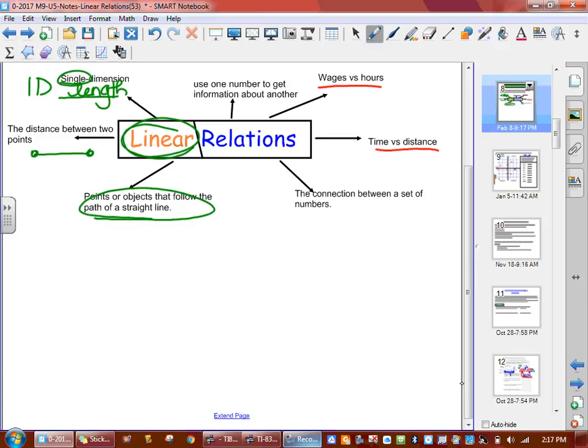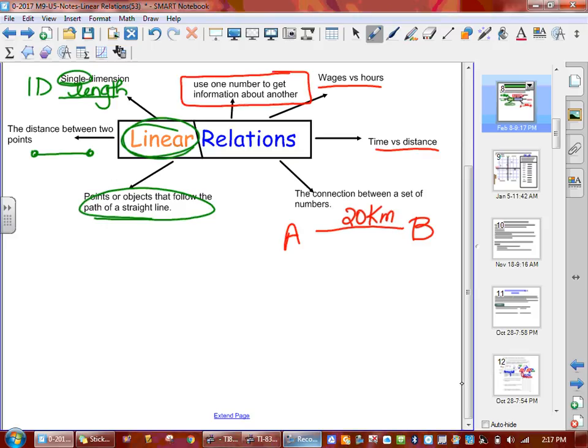Connections between a set of numbers. So if I wanted to say to you, point A is Silver Lake, point B is Red Deer, and maybe there's 20 kilometers in between. So we've got a connection between a set of numbers and a set of points. The other thing we talk about with a relationship is to use one number to find information about another number. This is where we try to interpolate or extrapolate. We try to find information that's already in the graph information that they give us, or we find information when we extend the graph.